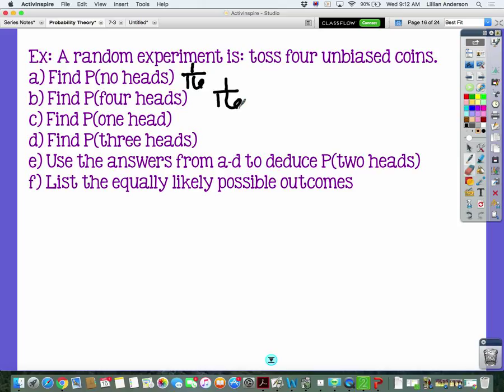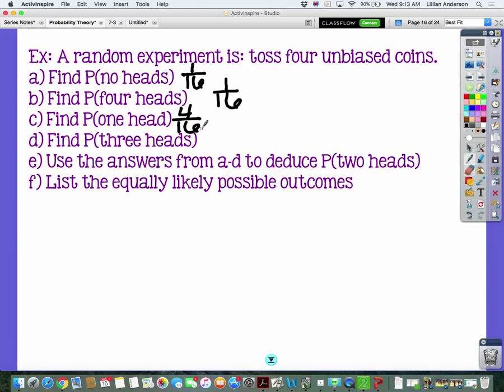Now, the probability of getting 1 head is going to be 4/16 or 1/4. Because that means that each individual coin at one particular time could eventually land a head. So you could have 3 tails, then 1 head, or 2 tails, 1 head, then a tail.